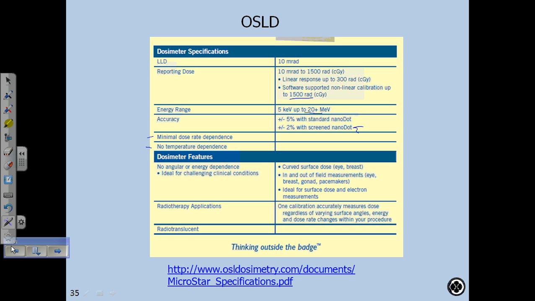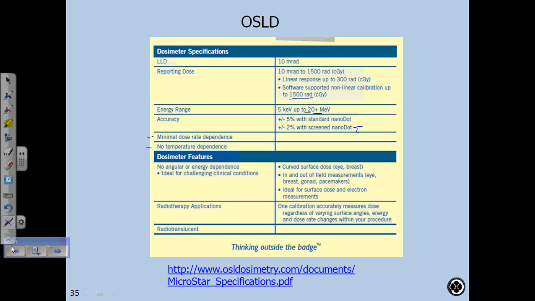Is the TLD more popular than OSLs? I believe OSLs are becoming more popular. The reader's smaller. You can reread them. In terms of cost, I'm not sure how much they cost. TLDs are really cheap. Back in the day, they were a buck a chip. But like I said, with TLDs you've got to really monitor their correction factors because they can change over time. With OSLs, I don't know if there's as much of that.